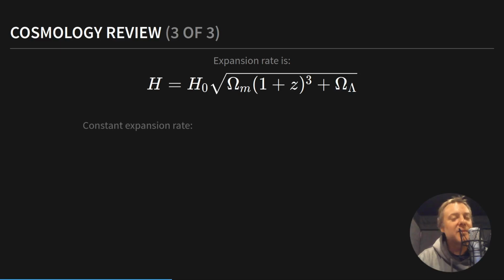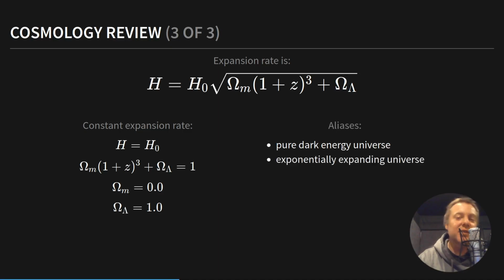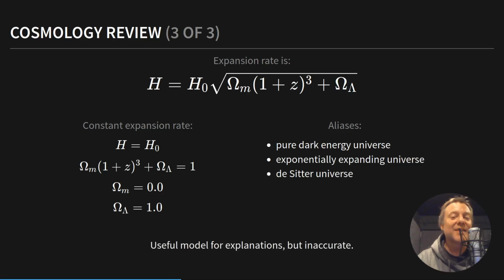Now, when the expansion rate is constant, then h always equals h0. That means that this expression for all z's has to equal 1, which is true when omega m equals 0 and omega lambda equals 1. This universe is known as a pure dark energy universe, an exponentially expanding universe, and a de Sitter universe. It's a very useful model, but it is wrong.